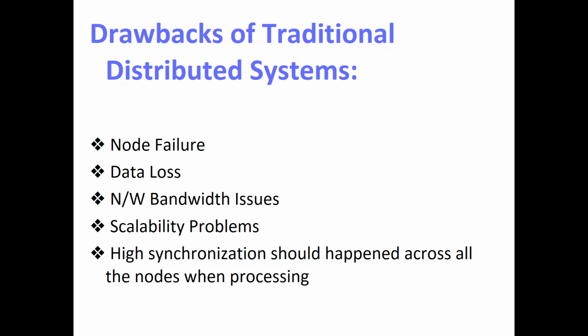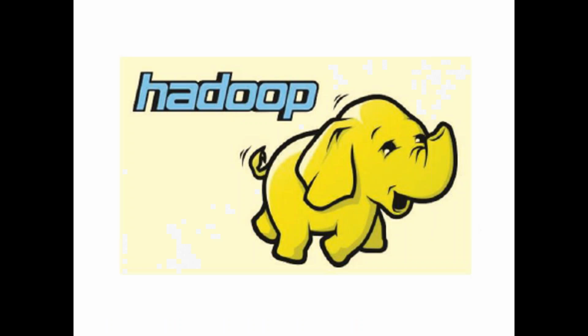To handle such drawbacks, we have Hadoop. Hadoop is one system which can handle all the parallel processing and can also scale to n number of nodes. These are the other features. So there is an answer for all the drawbacks in RDBMS as well as in the traditional distributed system. Hadoop is one of the solutions to handle such requests.